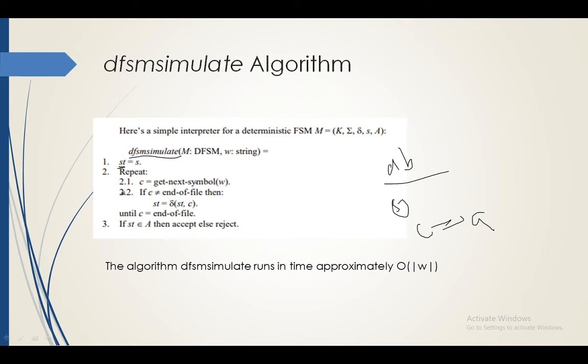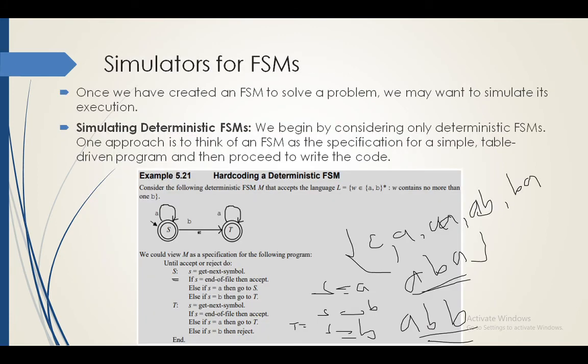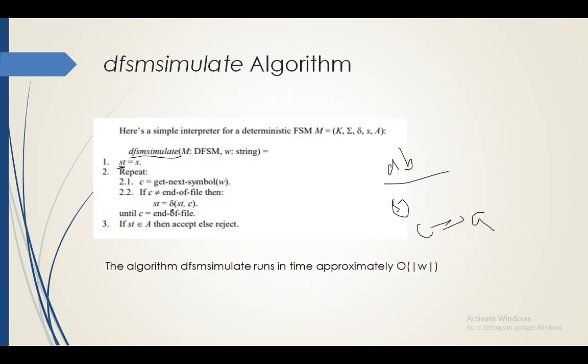Check out here. What is the ST here? ST is the start state. And after accepting the C, what is the C value here? A. If there is a transition from this state, then check that transition and assign the value to ST. So here, I am in the start state, and after accepting the A, I move to the start state only. So what is my ST value here? The start state itself. So ST equal to the start state itself.